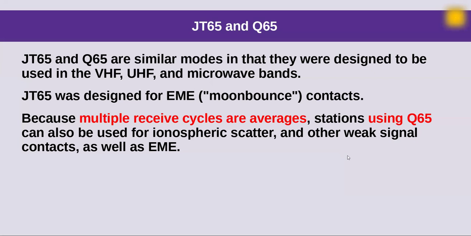JT65 and Q65, I guess are similar. They use JT65 for doing moon bounce. I haven't actually tried Q65, but I guess you can do it for more of the ionospheric scatter stuff, as well as Earth, Moon, Earth. Maybe it's got some advantages over JT65, I'm not sure.